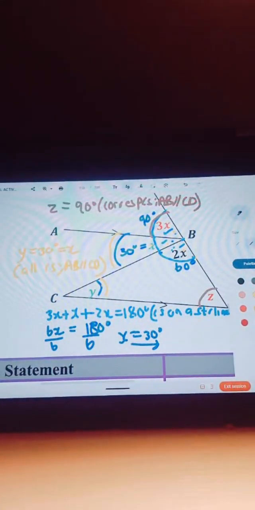Nice. Nice. Very nice. Very smooth. Very, very smooth.